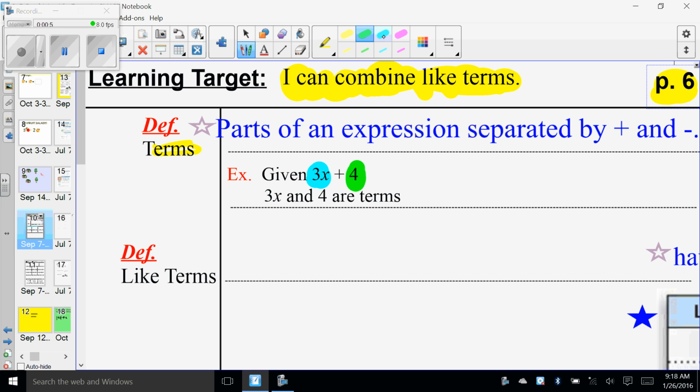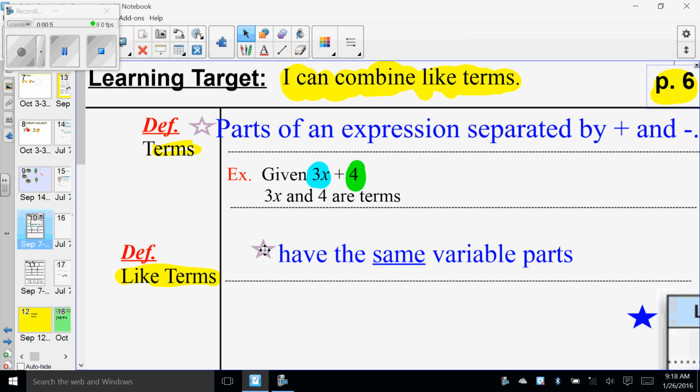When we have something called like terms, it means that they have the same variable parts. We'll take a look at what that looks like. But like terms have the same variable parts. So the same letters to the same power. Same letter, same power.